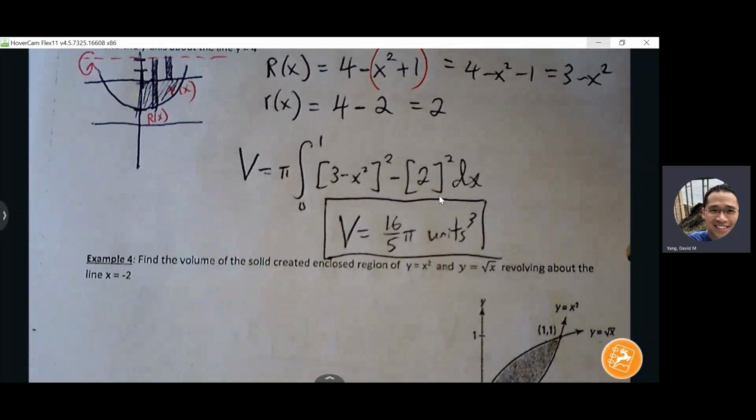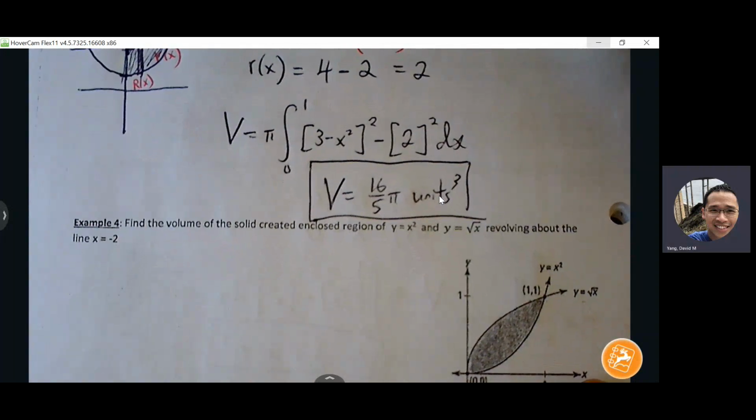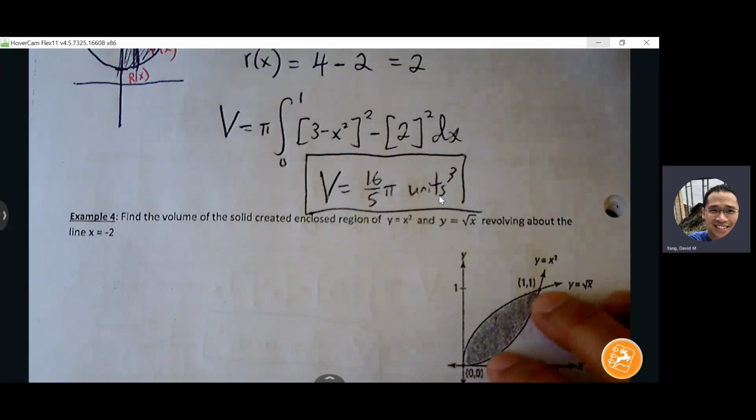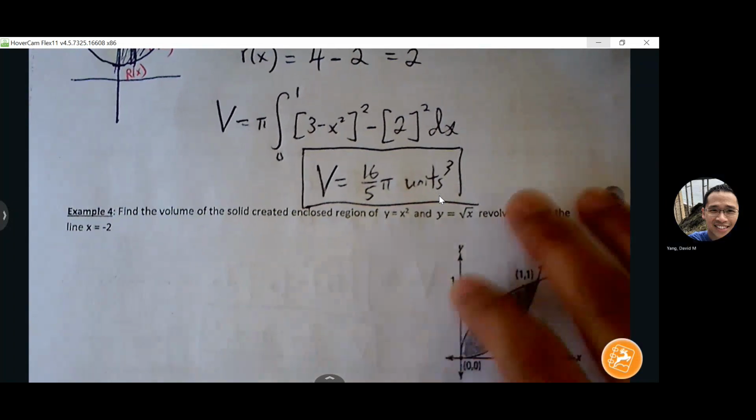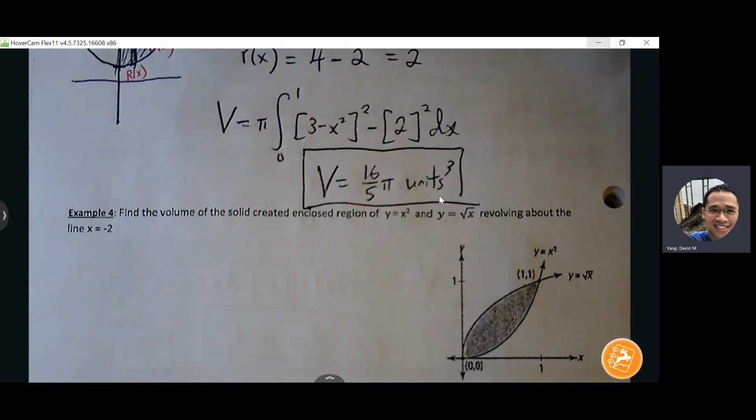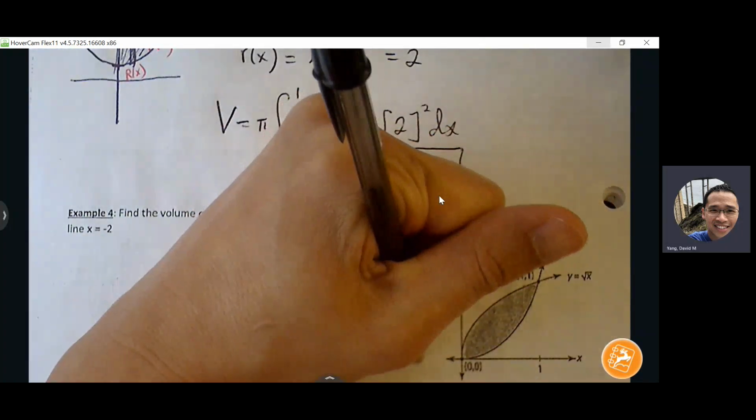Let's look at example 4. Find the volume of the solid created enclosed region, y equals x squared, y equals square root of x. Same shaded region as what we solved for example 1, but revolving about the line x equals -2. It's over here.